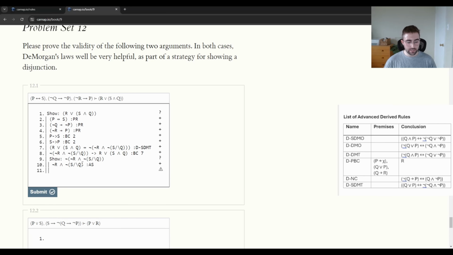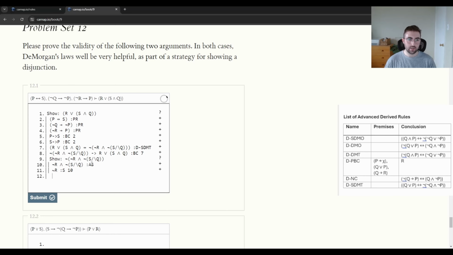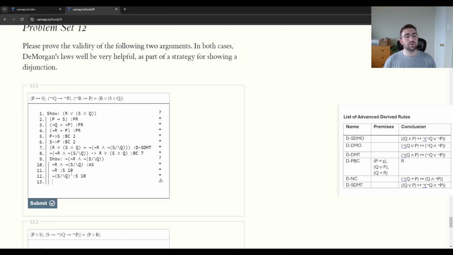From this and, we can get not R by simplification, right? And we can get not, in brackets, S and Q. Right? Good. Okay, so where can we go from here? Well, we know that with a not R, we can get P, right? Because of line 4. And we have a not R here, so let's get P by modus ponens on line 4 and 11.